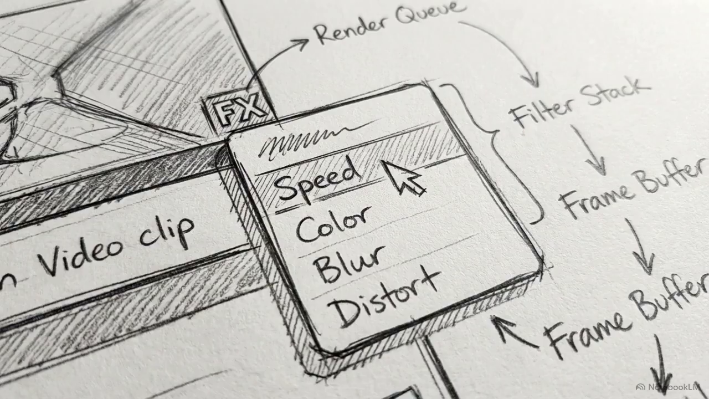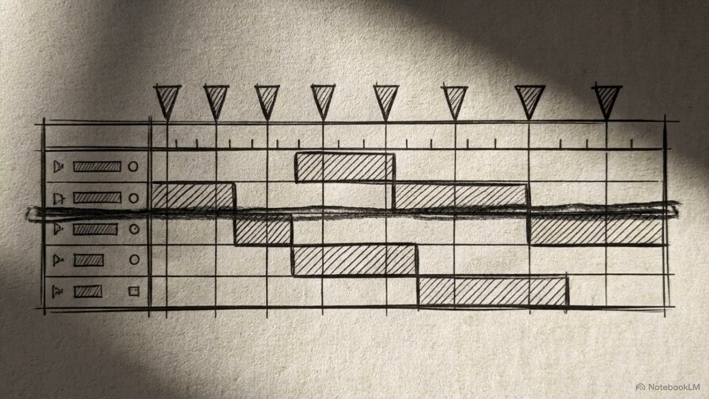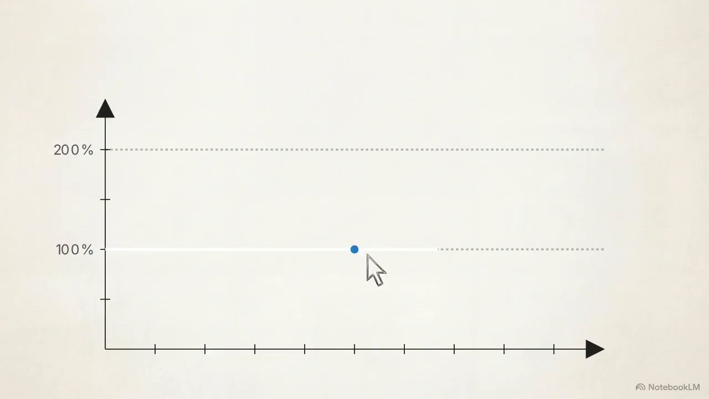Right-click the tiny FX badge on your video clip, scroll down to Time Remapping, and select Speed. This reveals a thick white rubber band line horizontally across your footage. Click the white line to create a keyframe, dragging the left side to 200%.